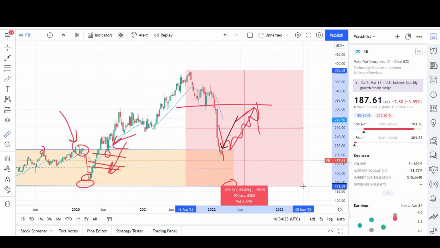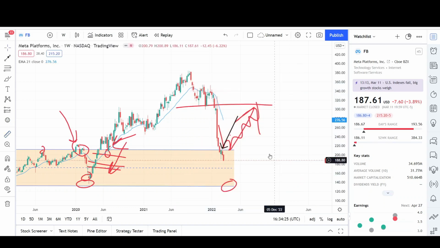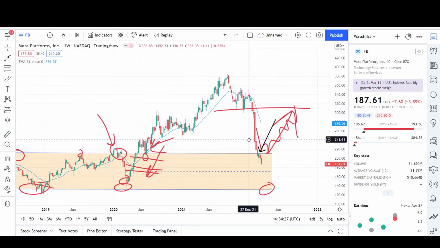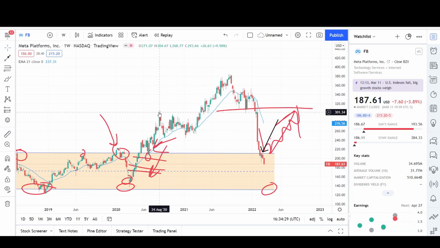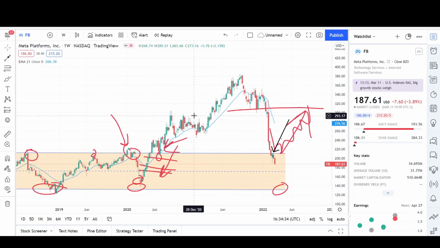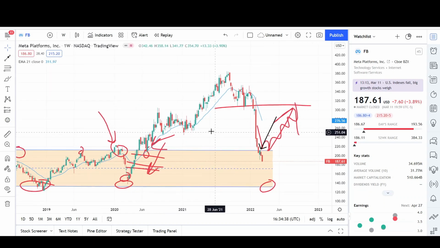My target is around that 65-70% drop. So it could just be a while before we see the market reverse. So I wouldn't be checking the market every day to see if we reverse. Does not seem likely. It might be maybe the third quarter before we start seeing a bottom. So that's everything I have for Meta Platforms.